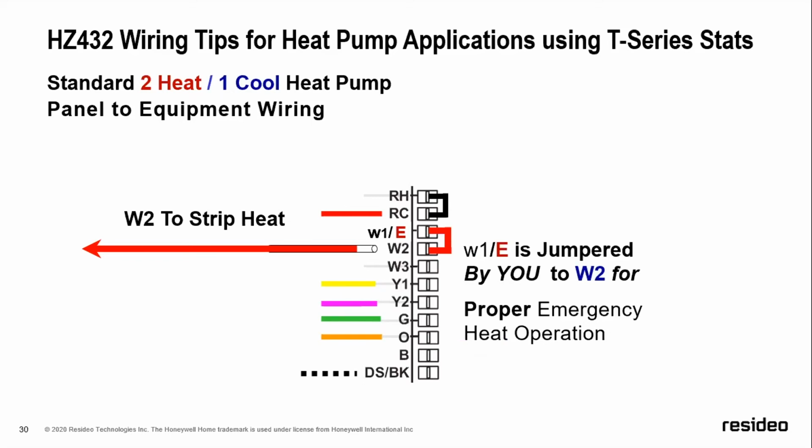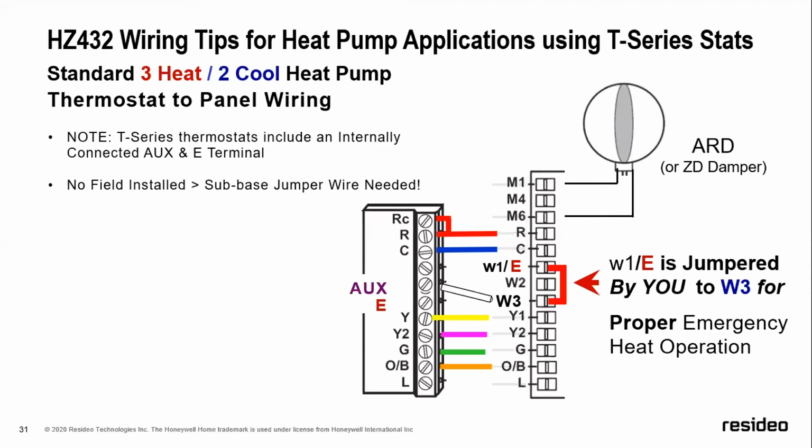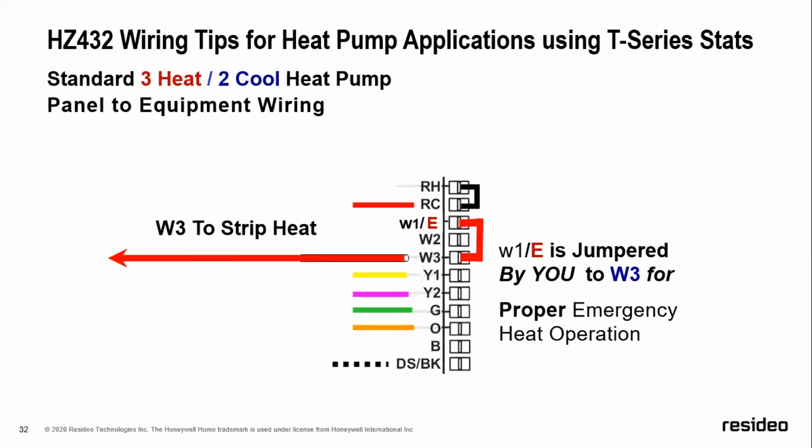Next slide, please. Now, you got to stay on your toes if you're using a 3-heat, 2-cool heat pump, because on that, you're going to need to do a jumper between the W1E and the W3 for proper operation of a traditional preheat to cool heat pump. And next slide, please. And you also will need to do it on the output to the equipment.